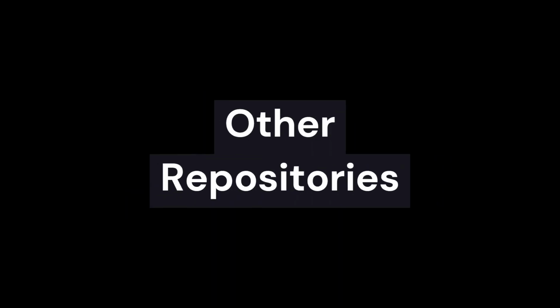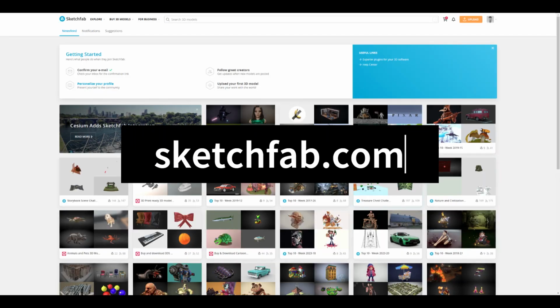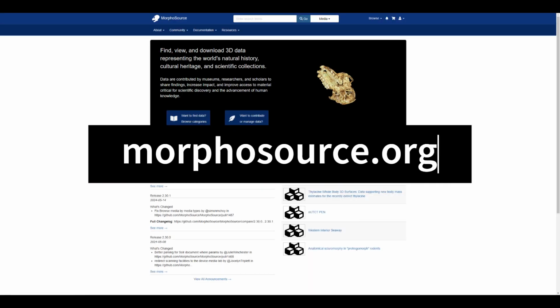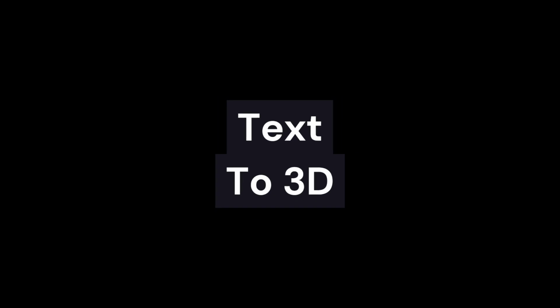Some other online 3D asset repositories you can also try are Sketchfab for general assets at sketchfab.com and Morphosource for natural history assets at morphosource.org. Another method to create assets is by using AI tools to produce 3D models from text prompts.